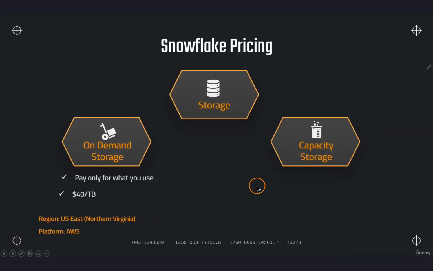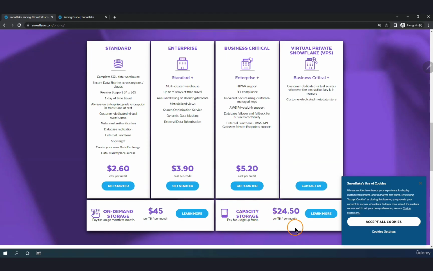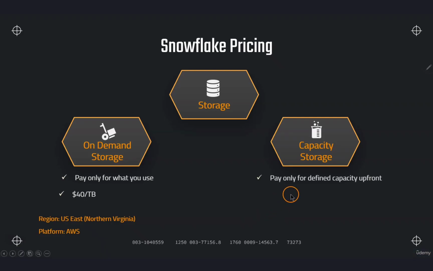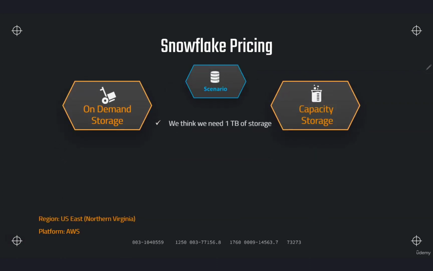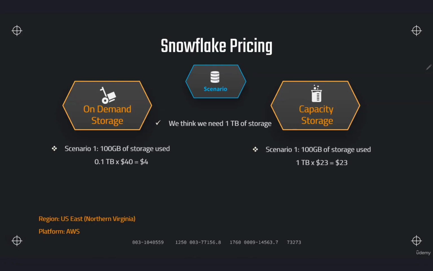But now there's also another way to save on some cost, and this is to reserve some capacity storage. We can also see that in here, where we have to pay upfront for a defined capacity, and then this will be a lower price. But of course, we should have a good understanding of how much we actually need. And to demonstrate this, let's have a look at the following scenario. We assume that we need 1 terabyte of storage. And in this case, we would have to pay upfront $23 for the capacity storage.